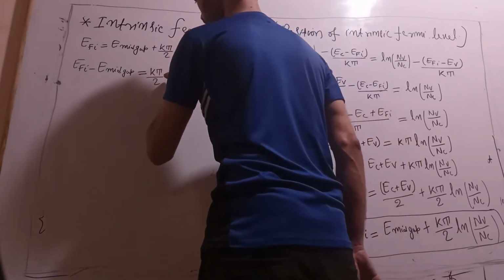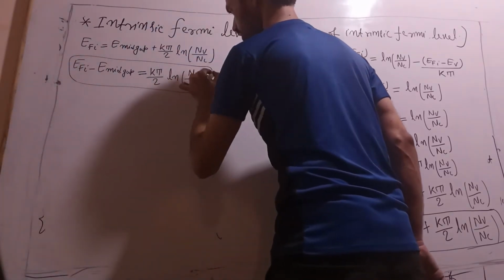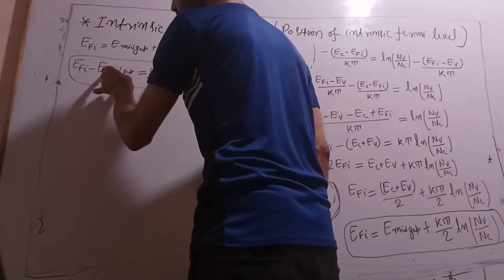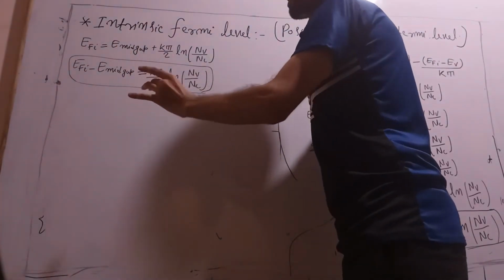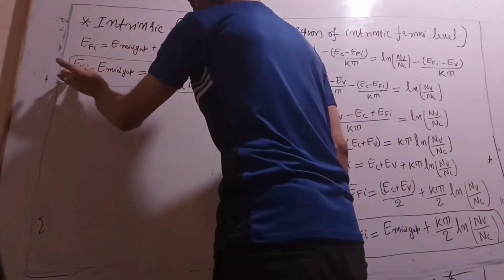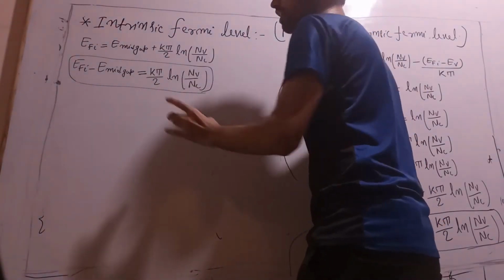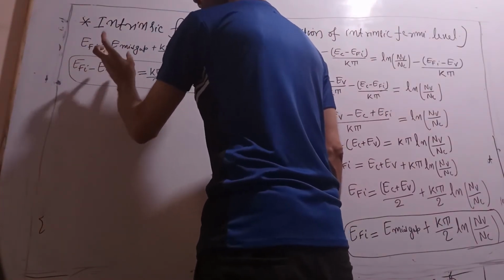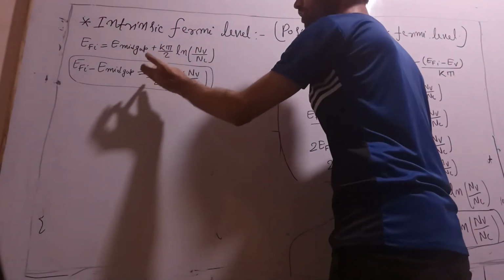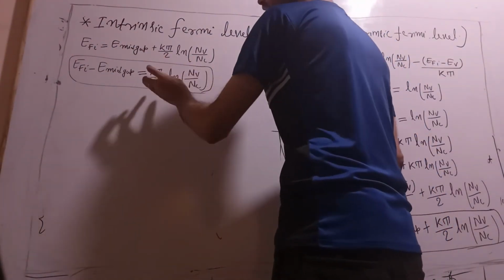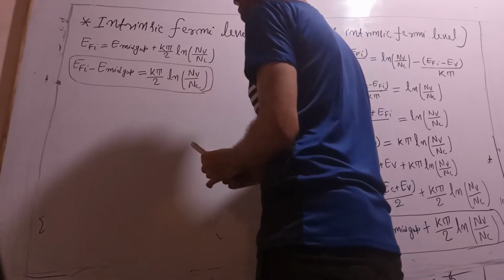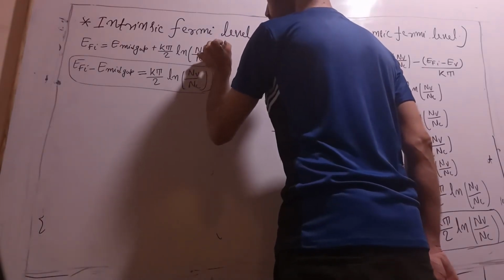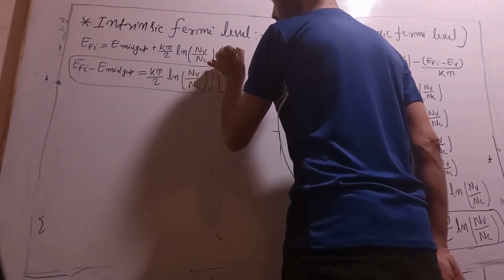Okay, so this is my difference between the center of the forbidden energy band gap and the intrinsic Fermi energy level. This is the difference between the intrinsic Fermi energy level and the center of the forbidden energy band gap, which is equal to kT by 2 ln Nv by Nc. Now see here, as we have seen, Nv is equal to what?